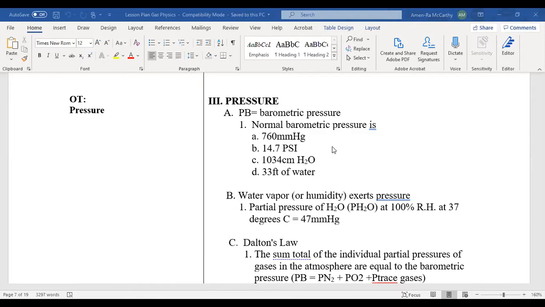Okay. All right. So for normal barometric pressure, mainly you're going to see 760, but you may see all of these. Know that normal barometric pressure is not only 760 millimeters of mercury, but also 1,034 centimeters of water if we were to convert it. In feet, it would be 33 feet of water. In PSI, it would be 14.7 PSI, which is pounds per square inch.